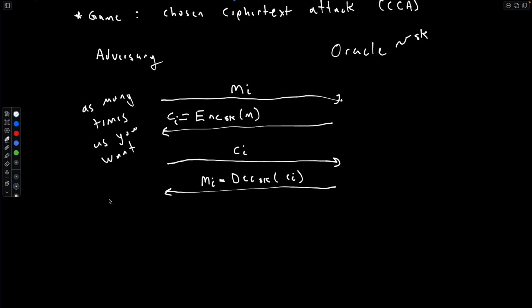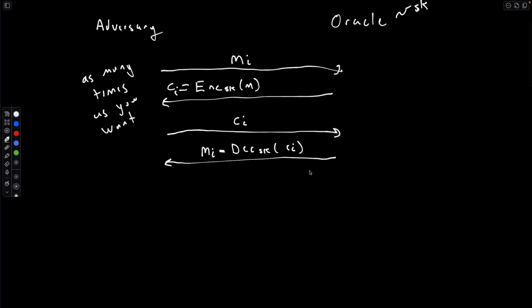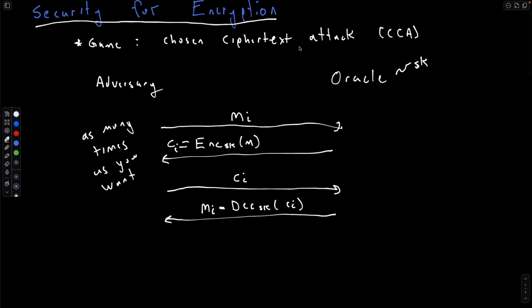This is assuming there's only one key? Yep, assuming there's one key. So the goal is to, well, I haven't said what the goal of the game is yet. But this is just something you're allowed to do. This is a symmetric key setting, but CCA actually has the same definition for public key. Just let me get to the end of the game and then I'll answer that question.